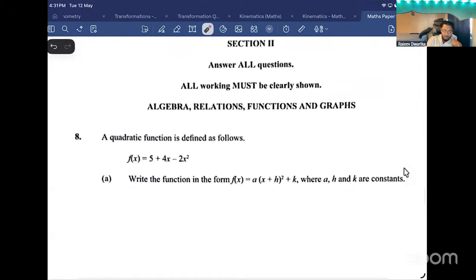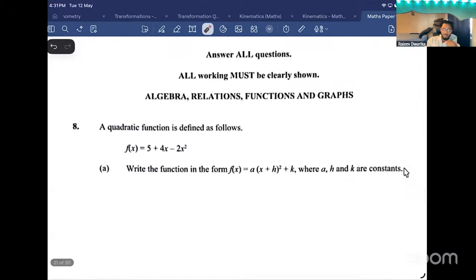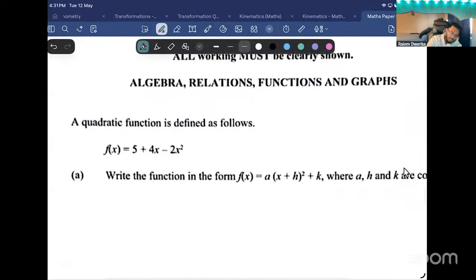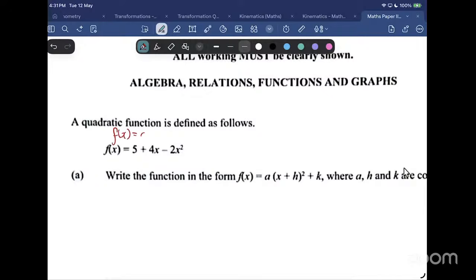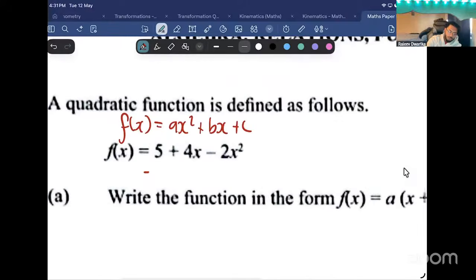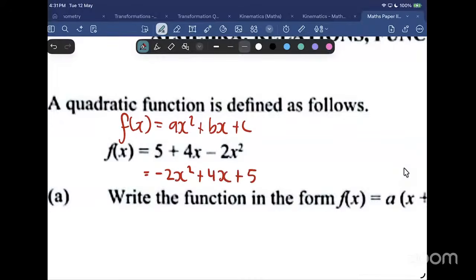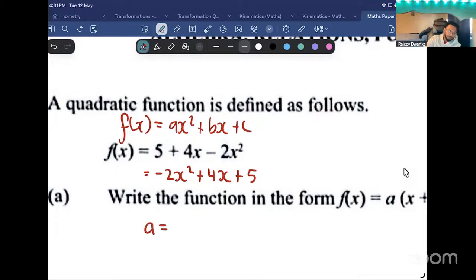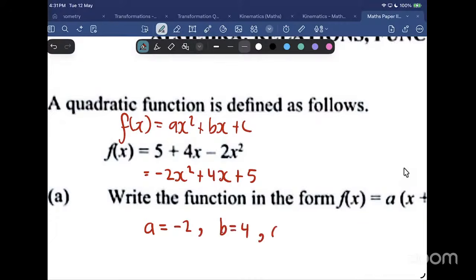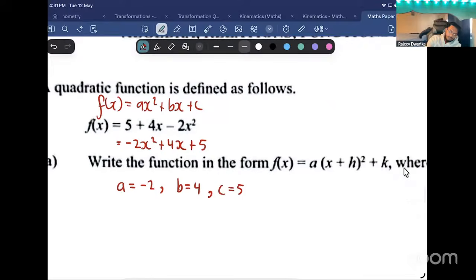Let's move on to this question quickly. We did this last night. Immediately tell me, what is A, B, and C? A is 5. Oh, no, A is 2 actually, because you have to change on this whole thing. So you want to say negative 2x squared plus 4x plus 5. And so A would be equal to what? Minus 2. B is equal to 4. And C is 5.